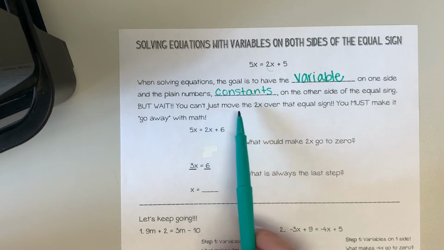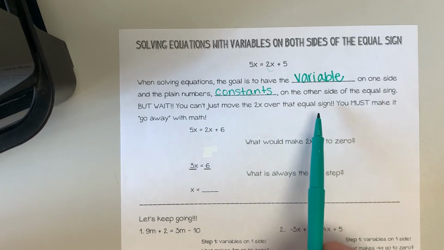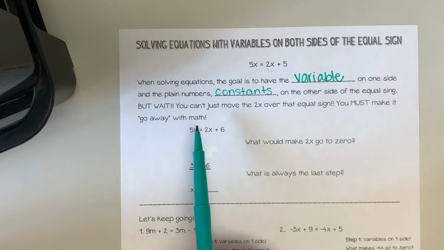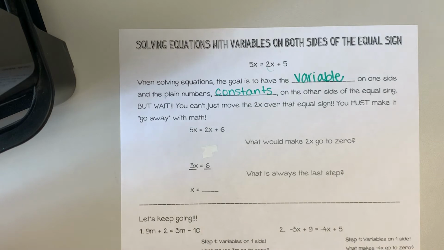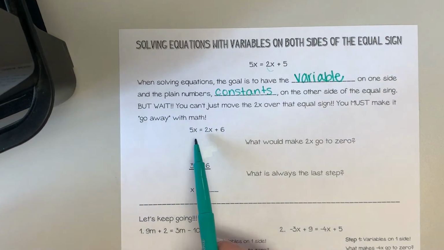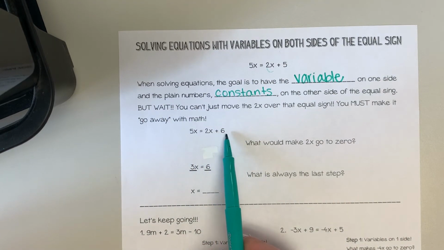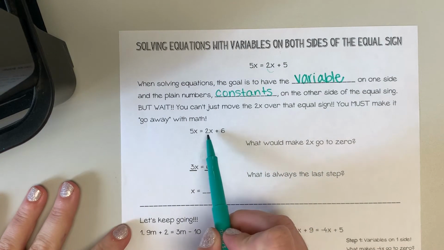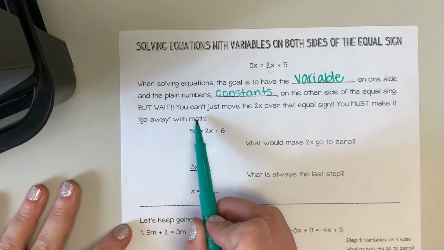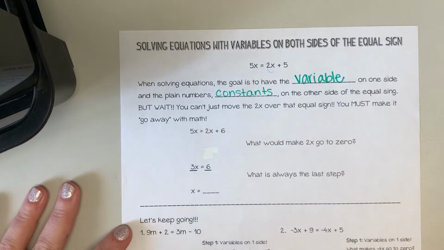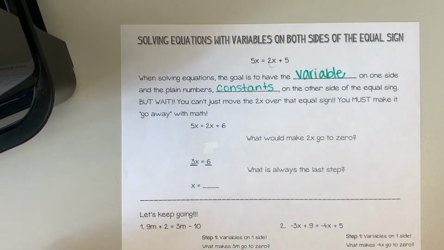You cannot just move the 2x over the equal sign. You must make it go away with math. So let's think, how do we make things go away with math? You have to use inverse operation. So when we use inverse operation, we are going to be doing the opposite of what is shown. So looking at this problem, 5x equals 2x plus 6. What would make the 2x go to 0? How can I physically move this over here without just writing it? We need to make it go away with math.